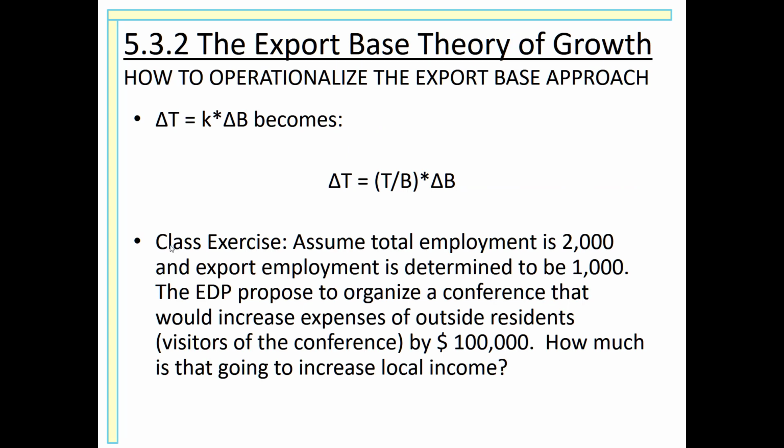Now, how would you interpret these results? Assume that total employment is 2,000 and export employment is 1,000. Well, I already know the multiplier. 2,000 divided by 1,000 is 2. If an economic developer proposes to organize a conference that would increase expenses of outside residents, which would be export expenses, visitors of the conference in this case, by $100,000, how much is that going to increase local income? Well, the answer is $200,000, which is 2 times this. How do I know that? Because I estimated the multiplier to be 2.